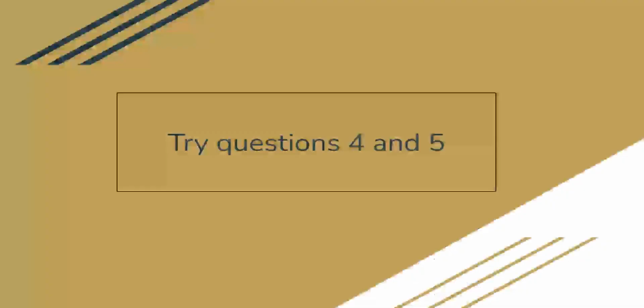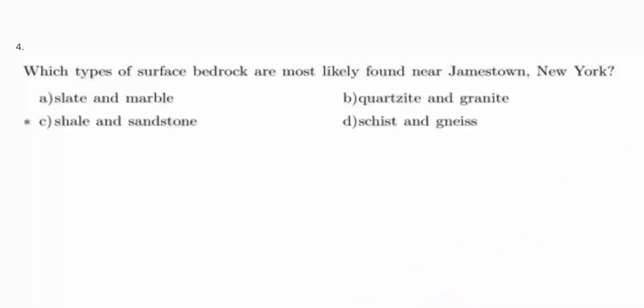So go ahead and try questions 4 and 5 on your own. Pause this video and then play to find the answers. Okay, question 4. Which type of surface bedrock are most likely found near Jamestown, New York?